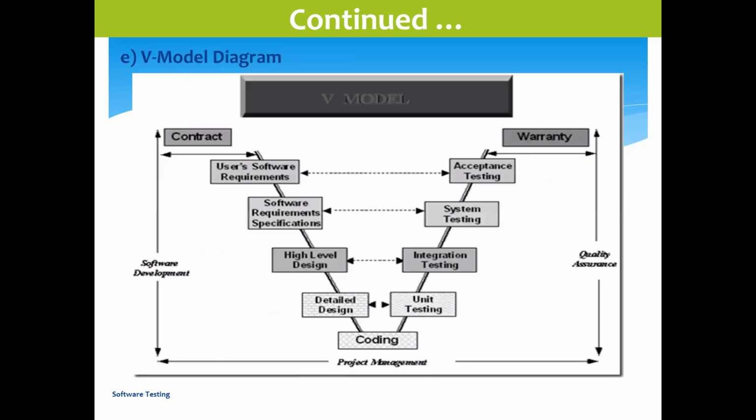Okay, so the diagram of the V model is this one. It looks like a V, and V stands for verification and validation. The left side is verification, the right side is validation. So verification and validation will happen parallelly with the development activity. Okay, so this is the V model.